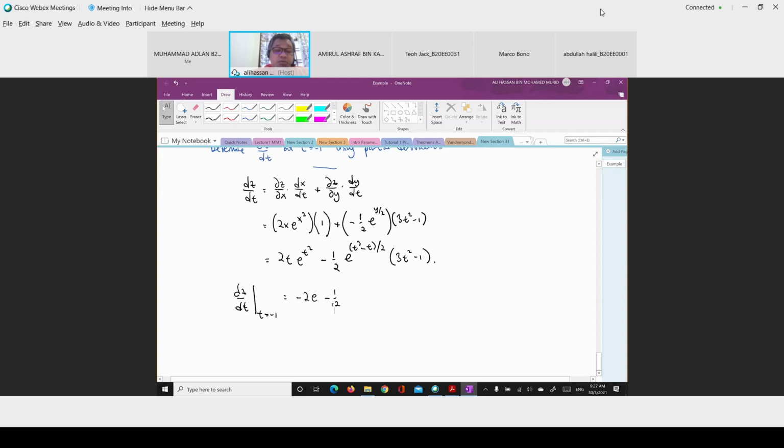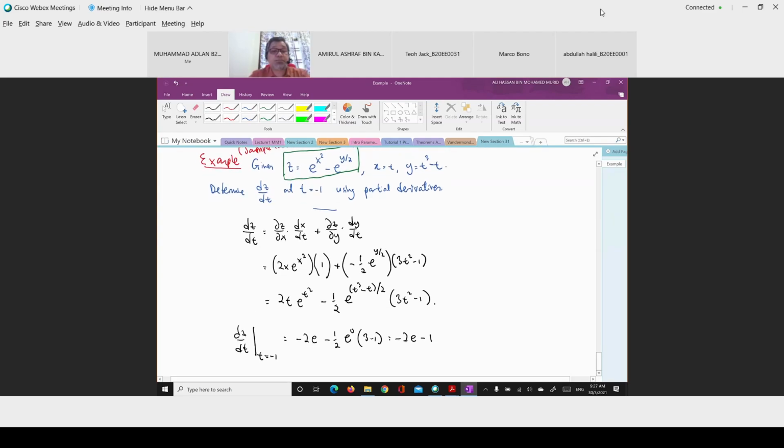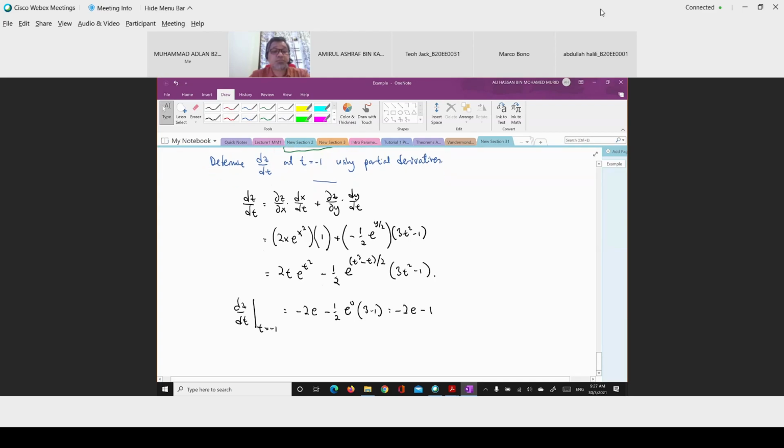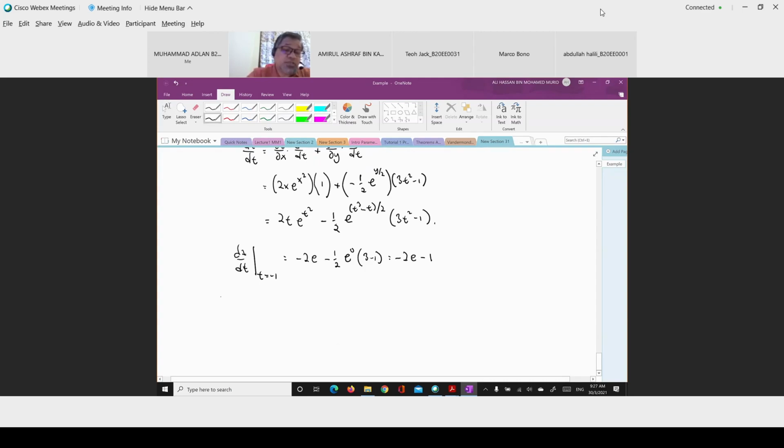Upstairs, what do we get? Minus 1 plus 1. So we get e to the power of 0, right? e to the power of 0 times 3 minus 1. So e to the power of 0 is 1. So we have minus 2e minus 1, which is the answer. Minus 2 times a constant e minus 1.